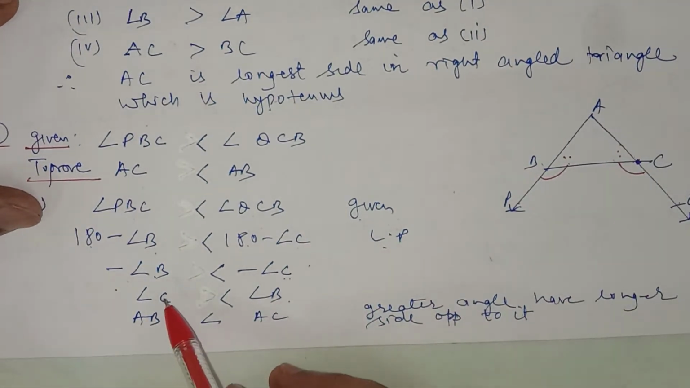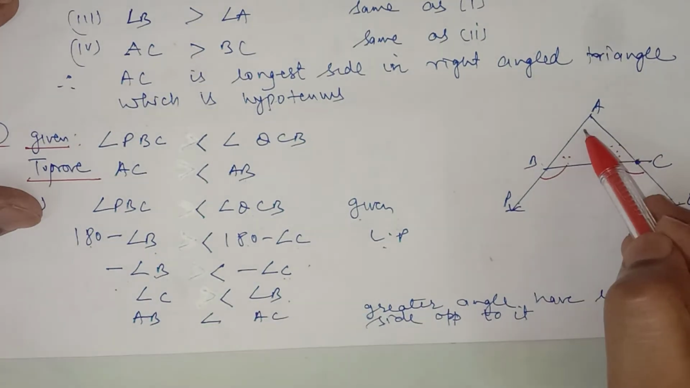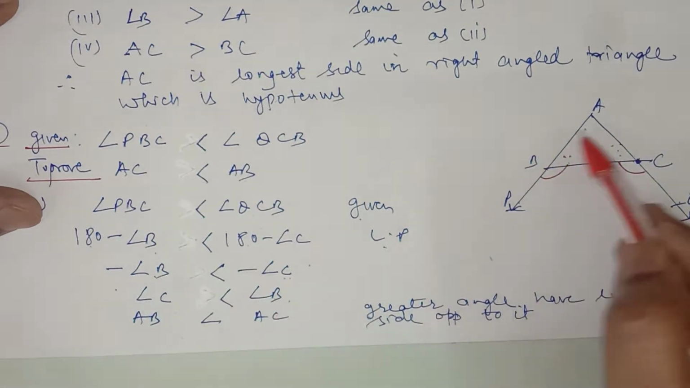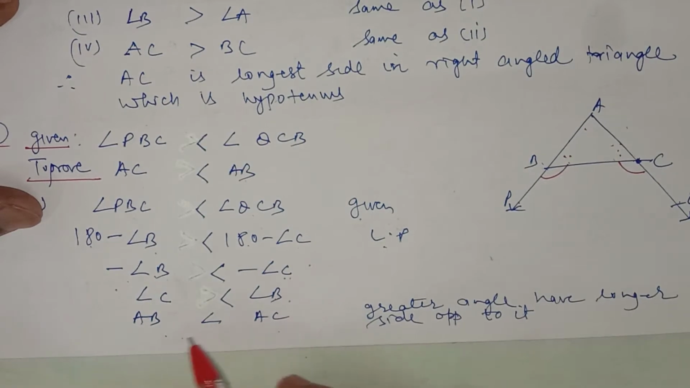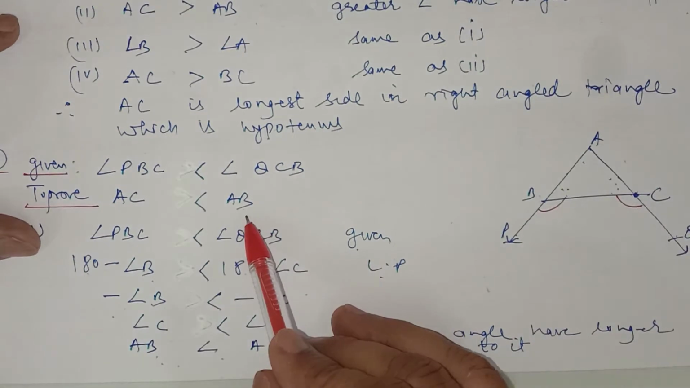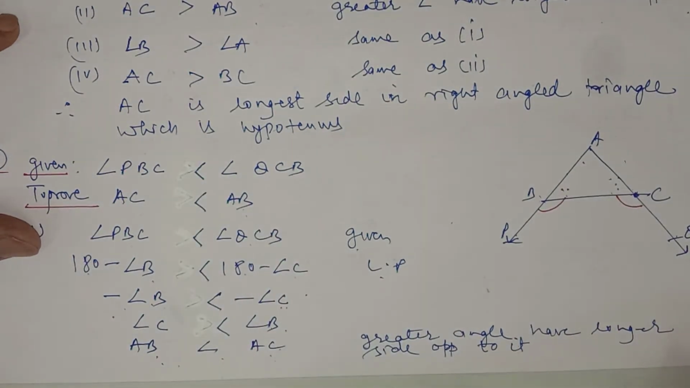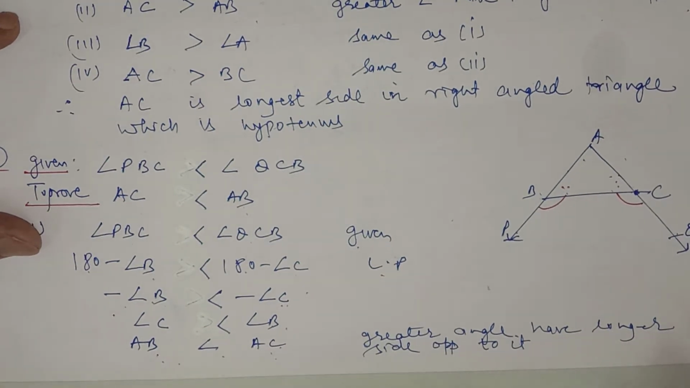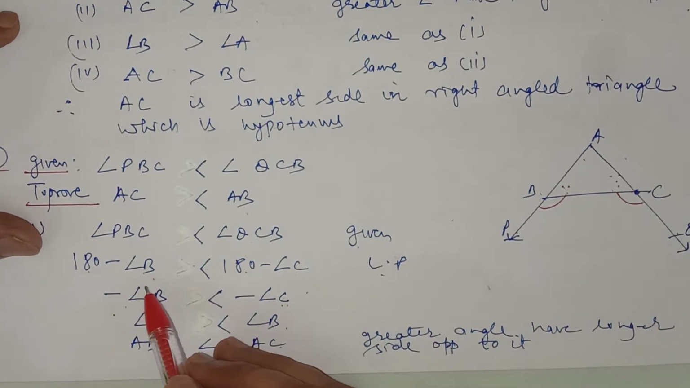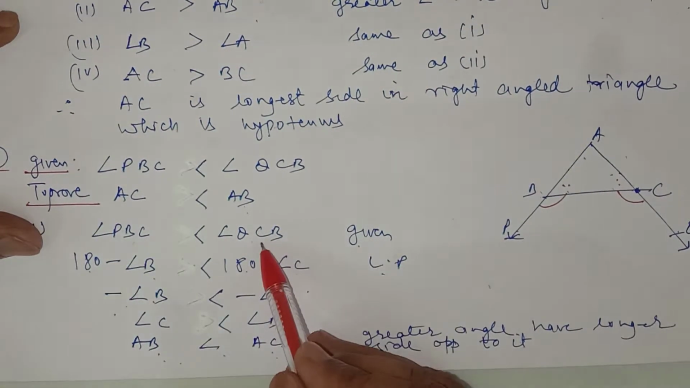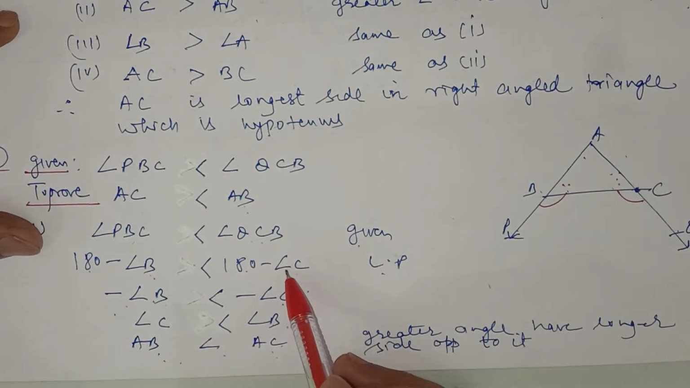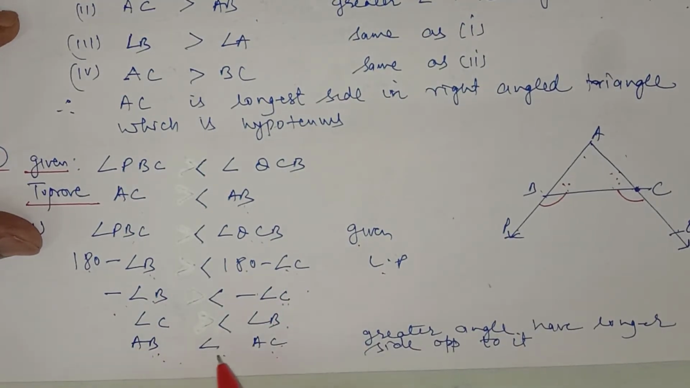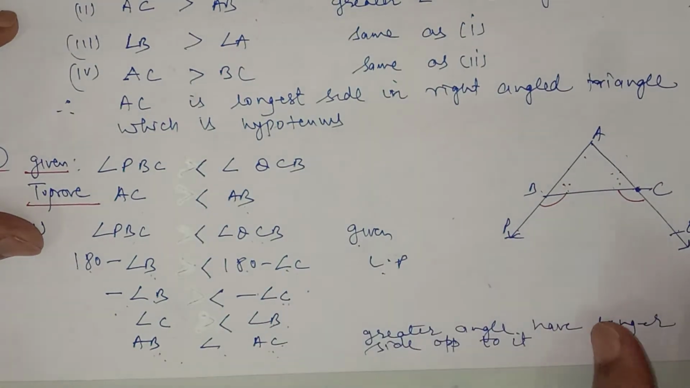So it means that the side opposite to angle C is AB and the side opposite to angle B is AC. So AB is shorter than AC, or AC is longer than AB. This you have to prove. It is given that 180 minus angle PBC is smaller than 180 minus angle QCB, so 180 minus angle B and 180 minus angle C cancel out. So AB is shorter than AC. You have to prove it.